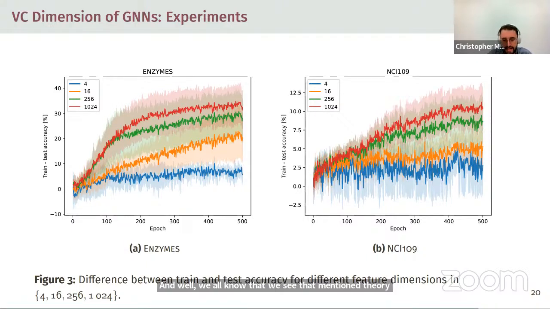And well, we all know that VC dimension theory is more of a theoretical tool and it doesn't really translate into practice, but we actually did some experiments. What you see here is the impact of the number of parameters. On the x-axis, you see the number of training epochs, and on the y-axis, you see the difference between the train and the test accuracy, so the generalization error. The blue line here is width 4. We tested width 4, 16, 256, and 1024. As you can see, the number of parameters actually impacts the generalization performance. The lowest number of parameters has the lowest generalization error, and the highest number of parameters has the highest gap between train and test. And this holds over a large set of data sets.